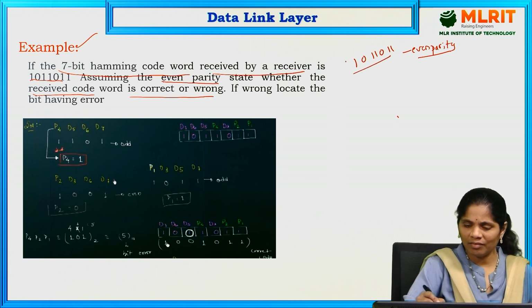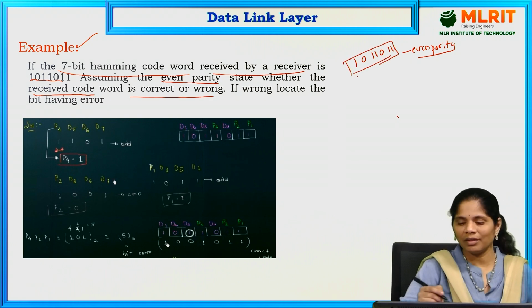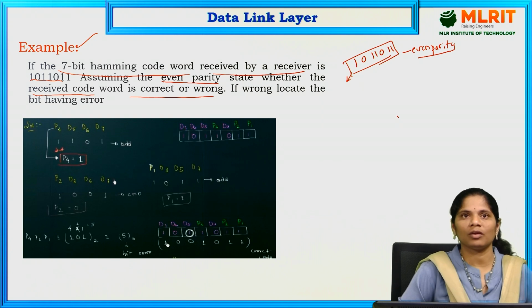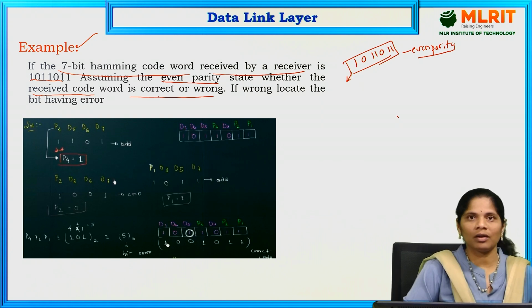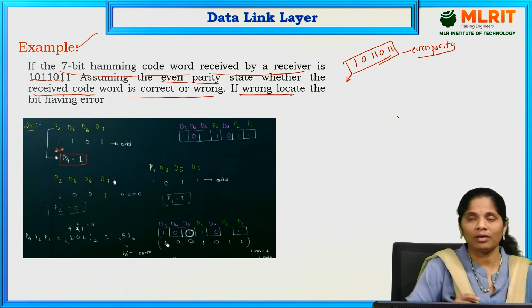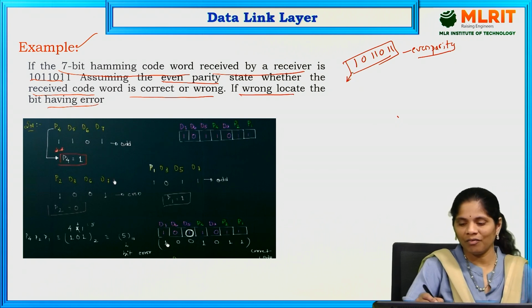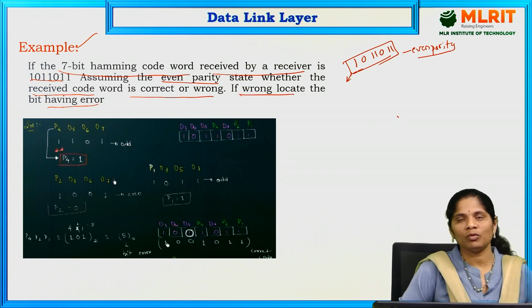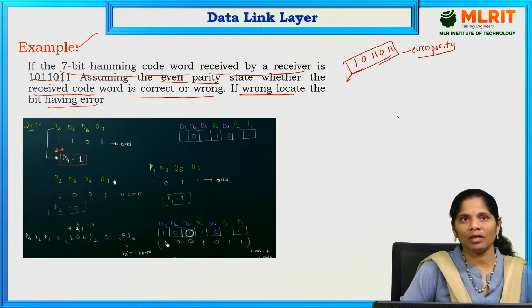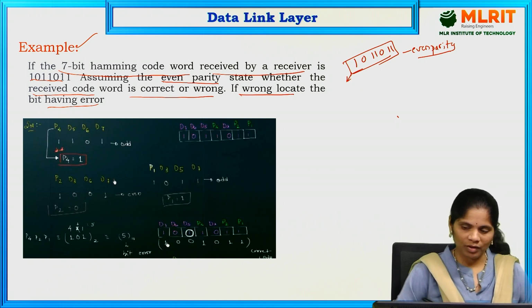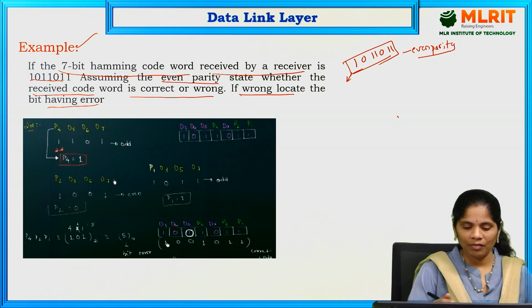The receiver has received this from the sender. Whether this code is correct or not, the receiver is checking now. We have to check whether the error is there or not. If wrong, locate the bit having the error. Where exactly? If any error is there, locate which position the error is in. We have to correct the error. That is the question.